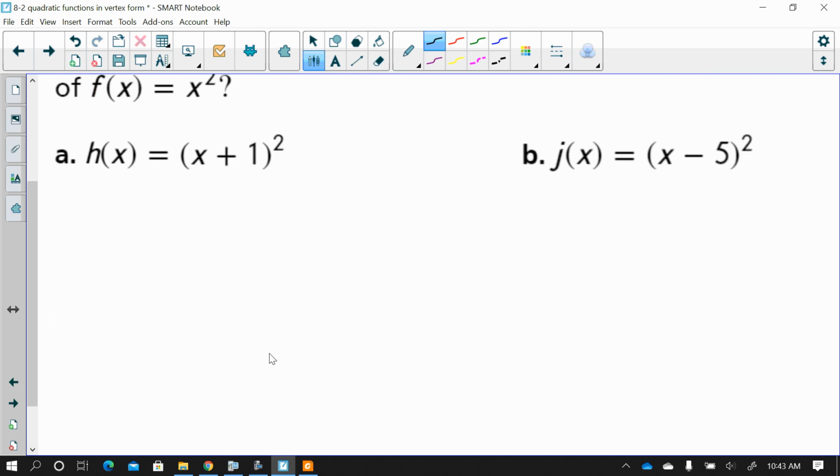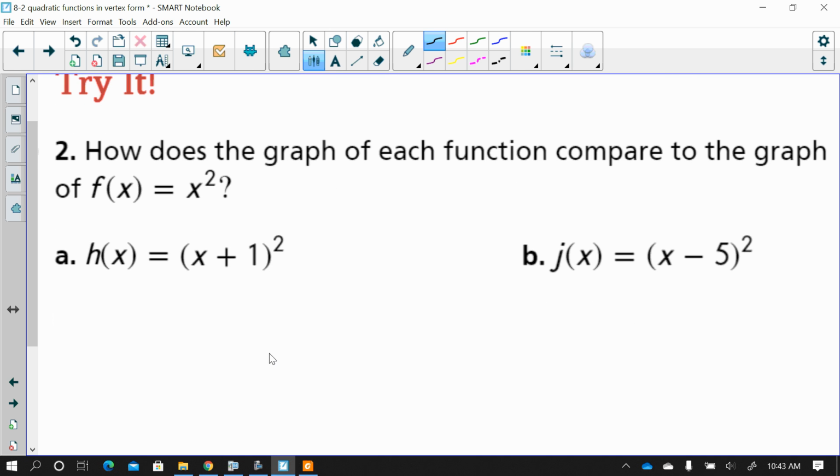A few examples real quick. Pause the video and try each one. h of x equals (x plus 1) quantity squared. Well, it's the opposite of what I see, so this goes left 1. (x minus 5) quantity squared, opposite of what I see, it goes right 5.